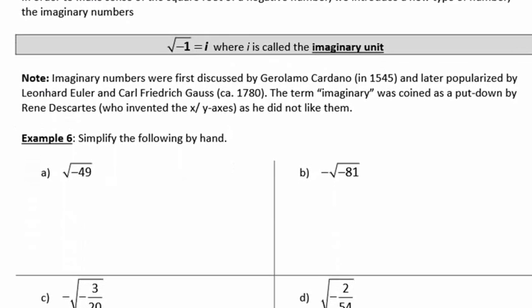Let's look at a few examples here. The square root of 49. You know the square root of 49 is 7. Since it's the square root of negative 49, this is going to be 7I. This is negative the square root of negative 81. The square root of negative 81 is going to be 9I. So this is negative 9I.